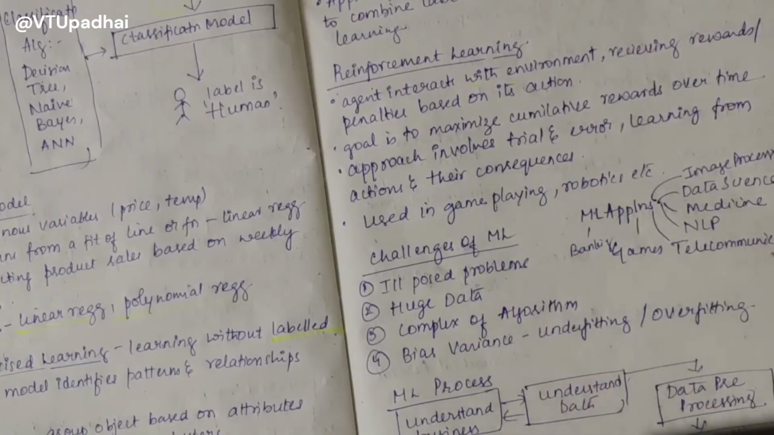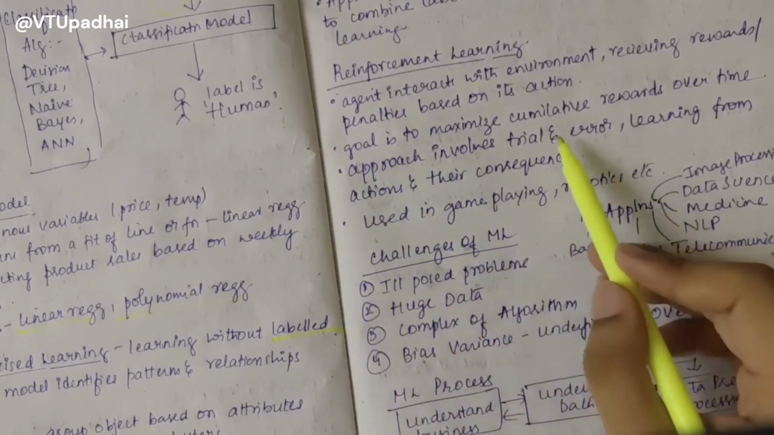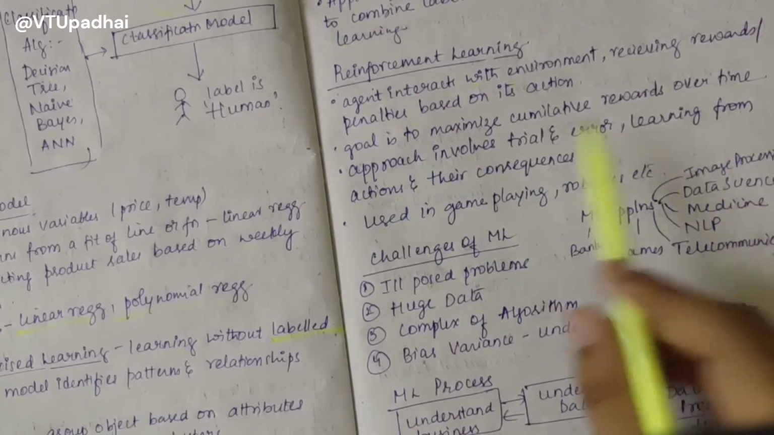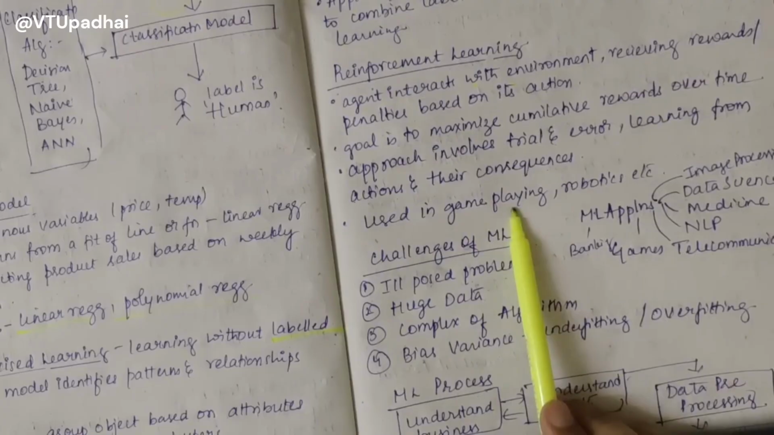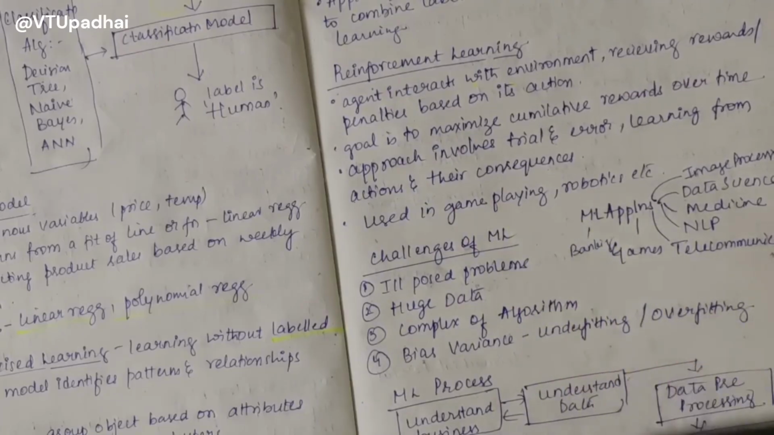So if the rewards are more over time, that means whatever process or operation was expected to be done has been successfully completed quickly in a certain time, is what it refers to. It is an approach which involves trial and error, learning from the actions and their consequences. It is used in game playing and robotics and all.